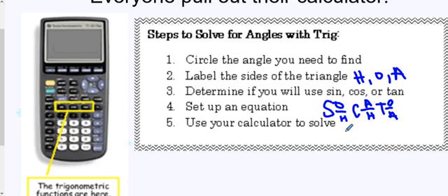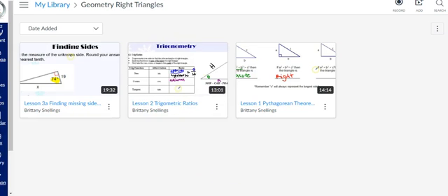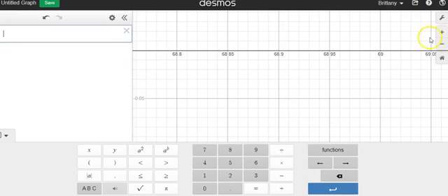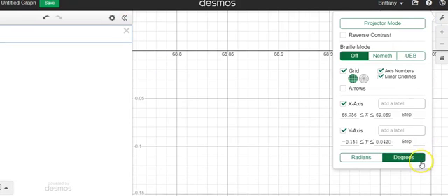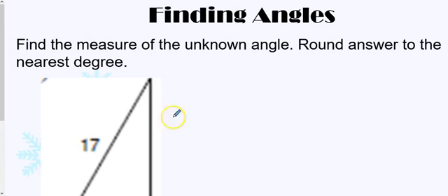Please make sure Desmos is in degrees. Remember, when we're putting Desmos into degrees, we're just going to click on the wrench and make sure degrees is highlighted. Okay. All right, so let's give it a shot.